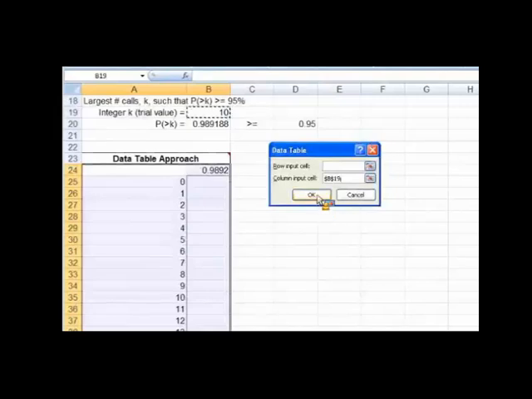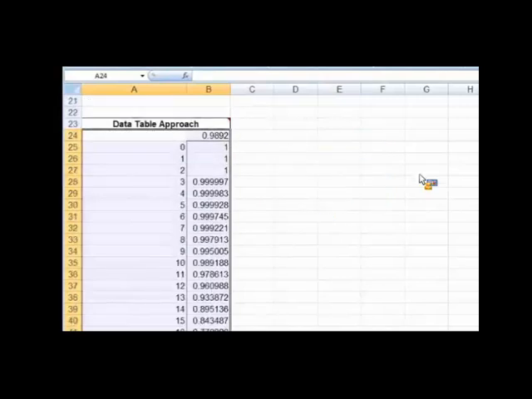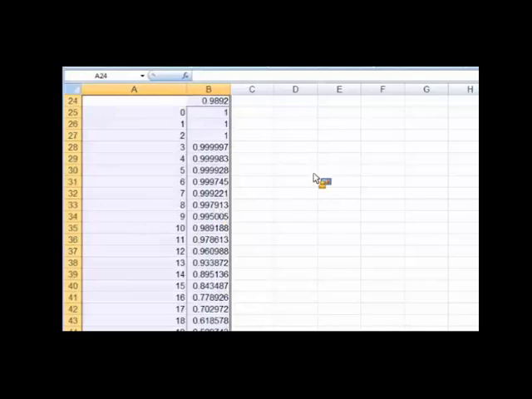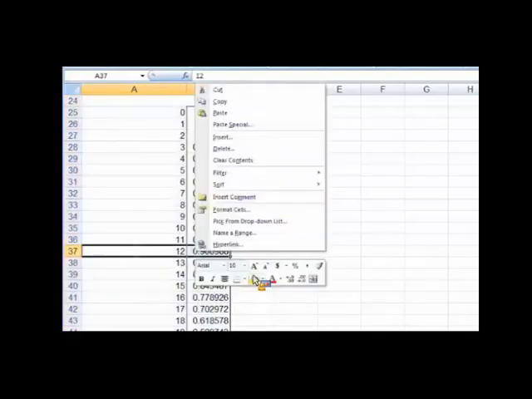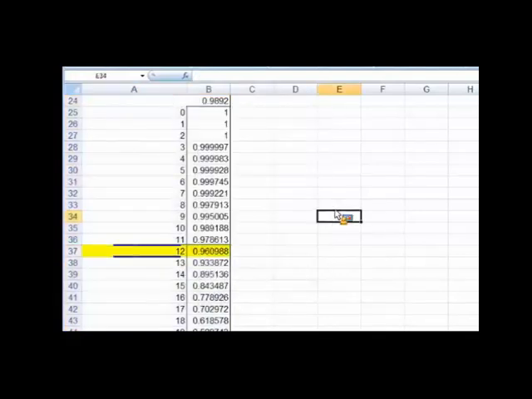I hit OK. Excel thinks for a while and generates all these probabilities of being greater than each of my trial values. And as we go down the list, it looks like 12 would be the largest value of k for which the probability of being greater than k is above 95%. Any larger values of k and that probability drops below 95%.